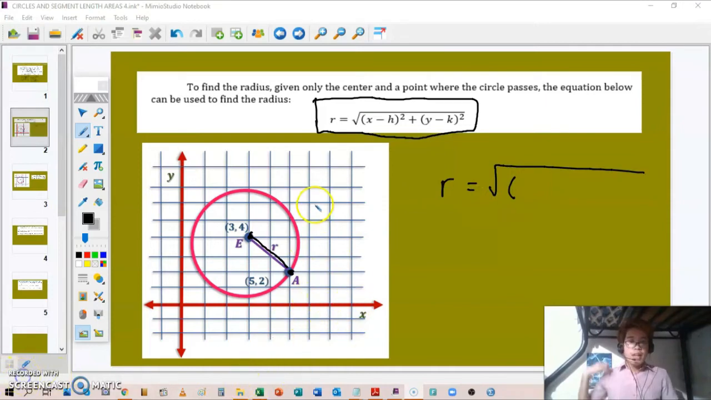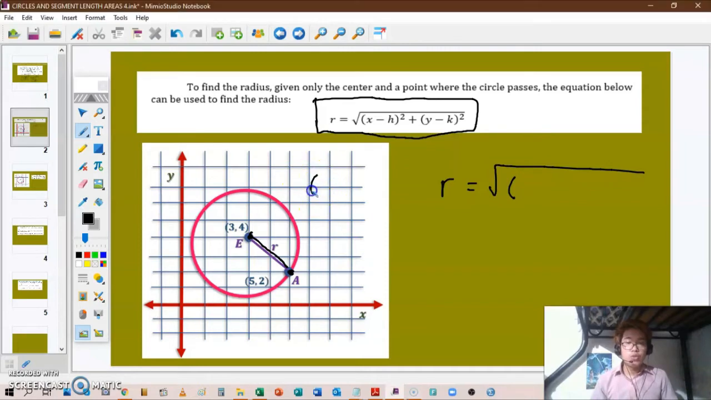Solving for it, we first have to identify the values for the coordinates x, y, and h, k. These x, y, and h, k are our coordinates for the given figure that we have here. h and k are these coordinates. These points are the coordinates for the center. So this is the center of the circle, and x, y is a point on the circle, or a point on the circumference of the circle.